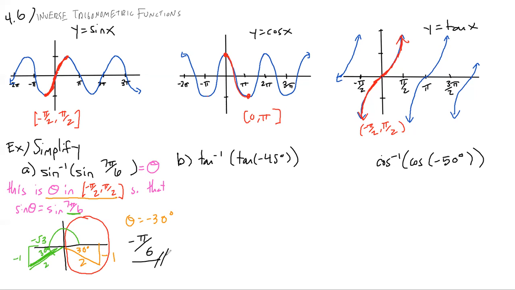Okay, so we would investigate all of these basically the same. The next one, so this is theta in the tan region, with tan theta equals tan of -45 degrees. This interval here is the same as -90 to 90 degrees.